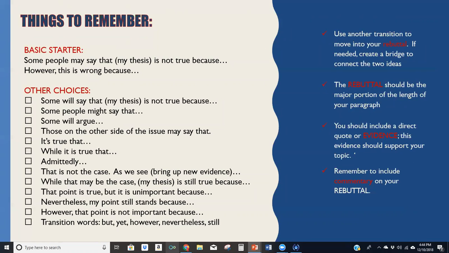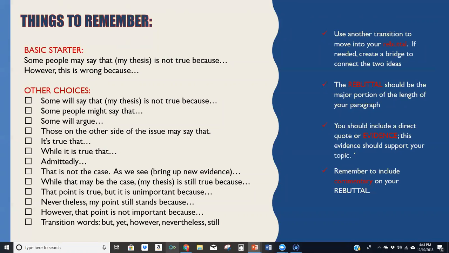If needed, you want to create a bridge to connect the two ideas, and I'll demonstrate that in my paragraph. But when you see the word bridge, when you're looking at an outline or in an essay, just remember all bridges do are connect. Instead of a single transitional word, generally bridges are connecting big ideas to each other, and it might take a sentence or two to be able to do that. So when you see that word bridge, just remember that. Just take a little bit more time to transition.